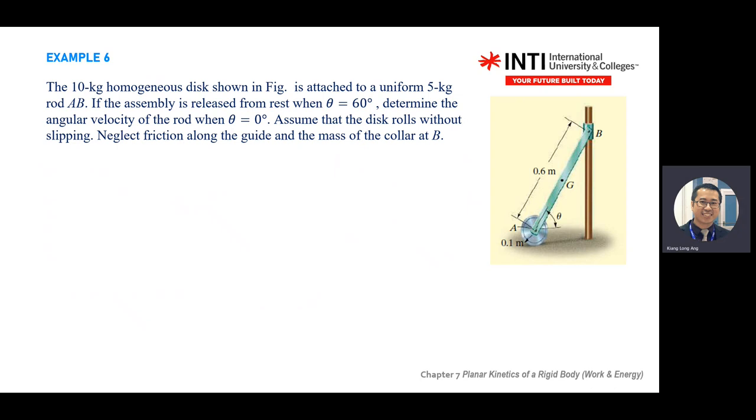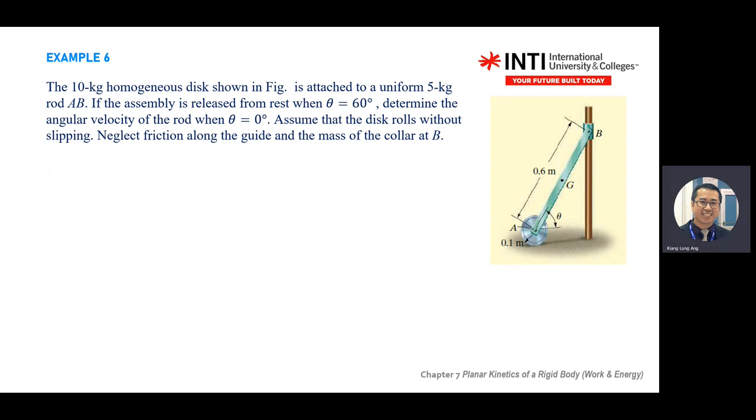So you have a rod, 0.6 meter, and this rod is able to rotate. When this one rotates, this B will be able to move up and down depending on the rotation. The mass of the uniform rod was given as 5 kilogram, AB was given. The assembly is released from rest when theta equals 60 degrees. When you release, you know this one will move to the left, for sure. So it rotates clockwise, and this one also becomes vertical like that, so this one will rotate clockwise also.